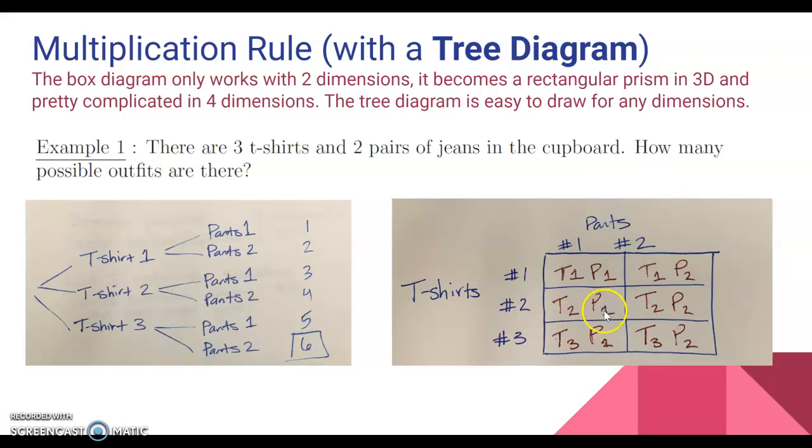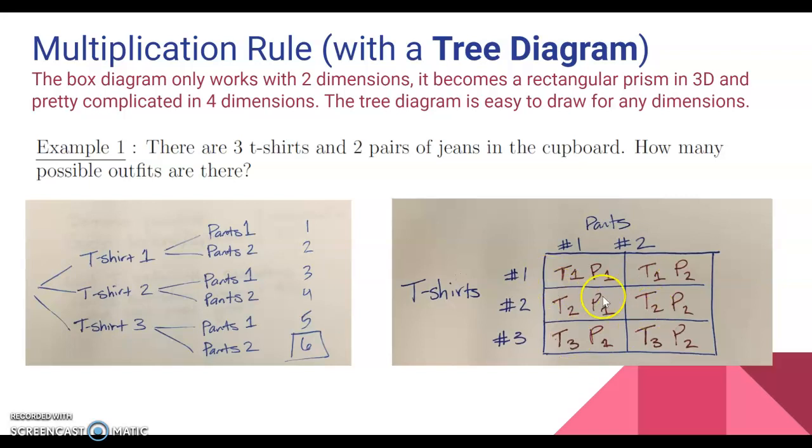You could also do this with the box method. So my 3 t-shirt options are this way, and my 2 pants options are across the top, the column headings. And then each cell represents a different outfit. So I could wear t-shirt 1 and pants 1, or t-shirt 1 and pants 2, and you can see clearly there are 6 different outfits represented here.